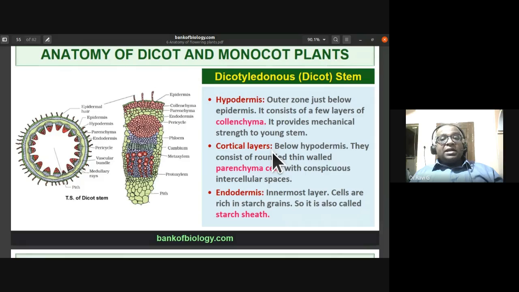The cortical layers below the hypodermis consist of parenchymatous cells, which are rounded, thin-walled parenchyma cells with conspicuous, that is visible, intercellular spaces. Endodermis is the innermost layer of the cortex. They are made up of barrel-shaped cells. The cells are rich in starch grains, so you can notice the starch grains. So it is also called a starch sheath. That you can notice in case of the endodermis layer.